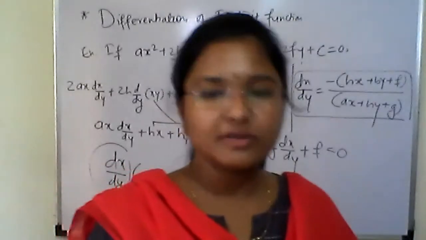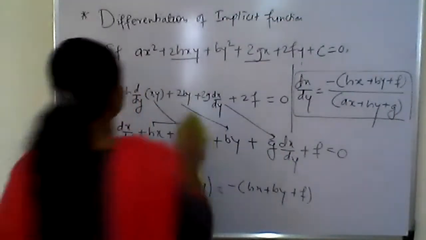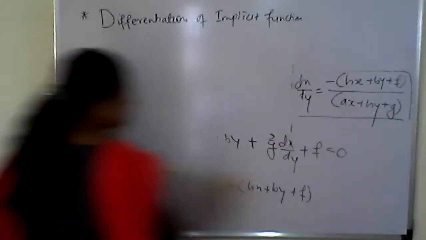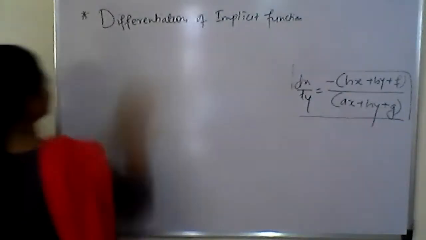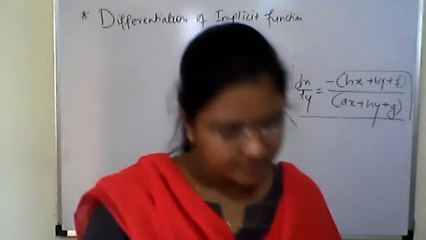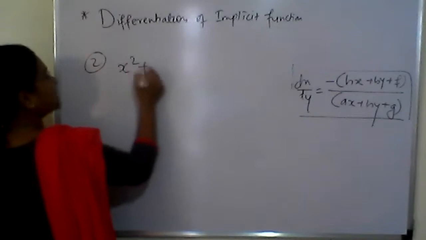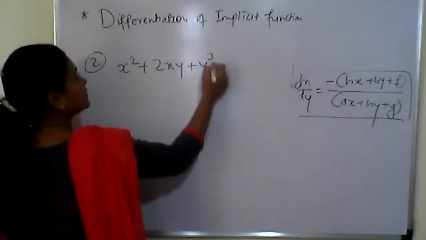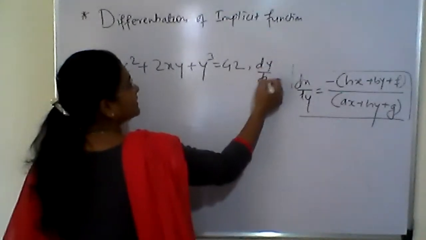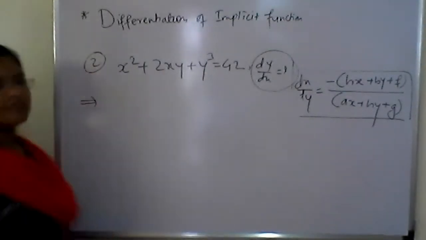One more question I will take. x square plus 2xy plus y square. Sorry, x square plus 2xy plus y cube equals 42. And we have to find dy by dx.